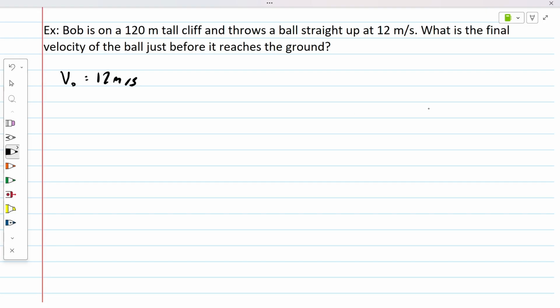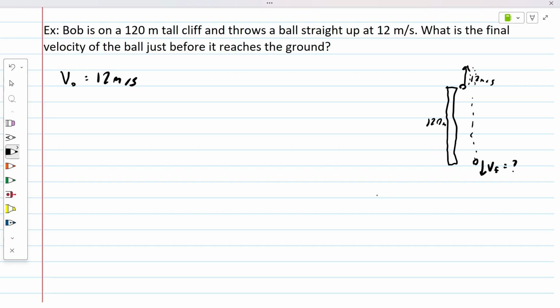So to make this a little clearer, I'm going to start by drawing my picture actually. So let's say we have a little cliff here that is 120 meters, right? The ball starts here and is thrown up at 12 meters per second, and it goes up, and then it comes all the way back down, and right before it hits the ground, it has some velocity final, and that's what we're trying to find, right?